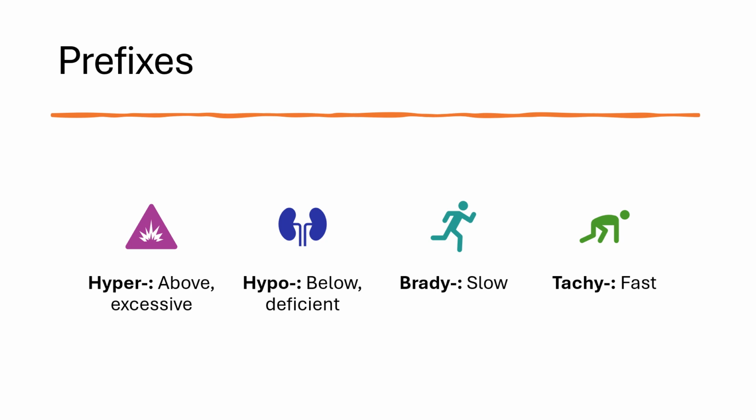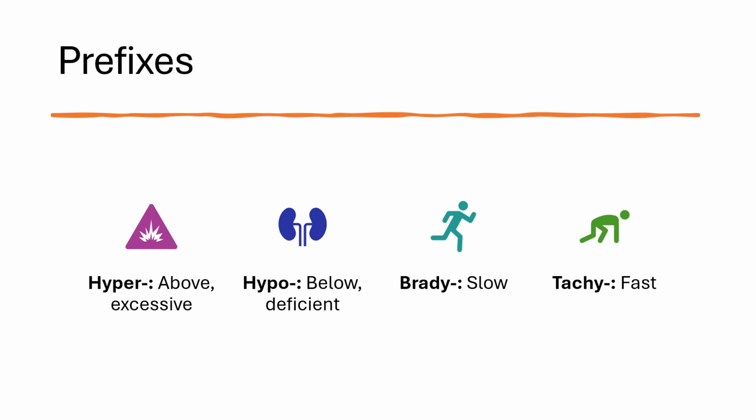So hyper is above, think of hyperactivity, somebody is hyper, they are above, they are excessive. The opposite of that is hypo, which means below or deficient. And again, these are prefixes found at the beginning of those root words.